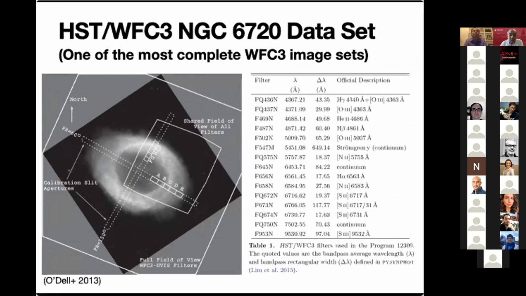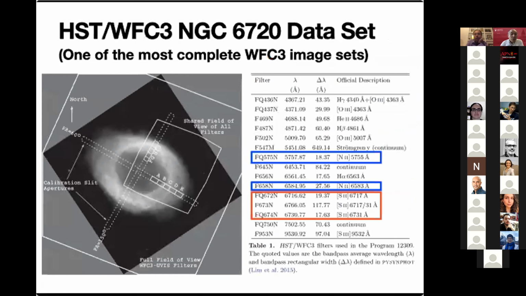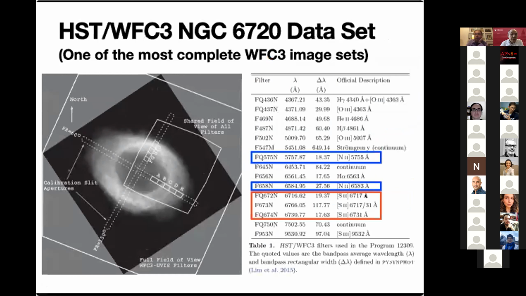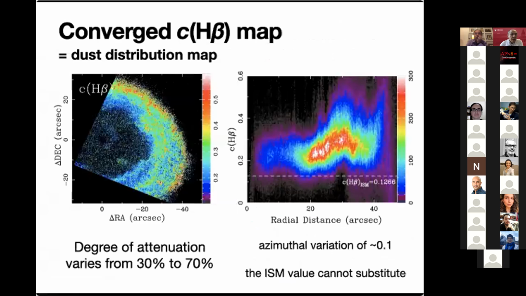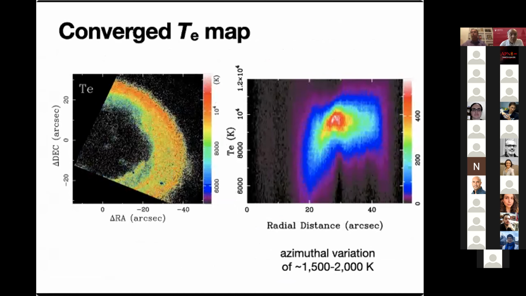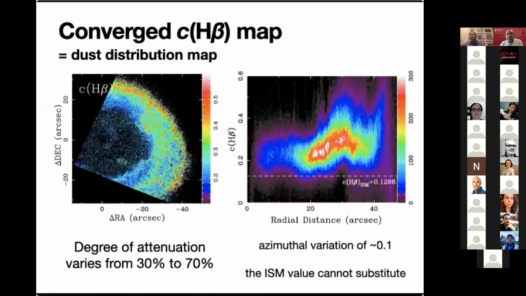I used H alpha and H beta for the line ratio, and I used the nitrogen 2 lines and then the S2 lines for plasma diagnostics. If you do this convergence, you get the converged extinction map, the converged electron density map, and the converged electron temperature map, right? This extinction is not uniform at all across the nebula.